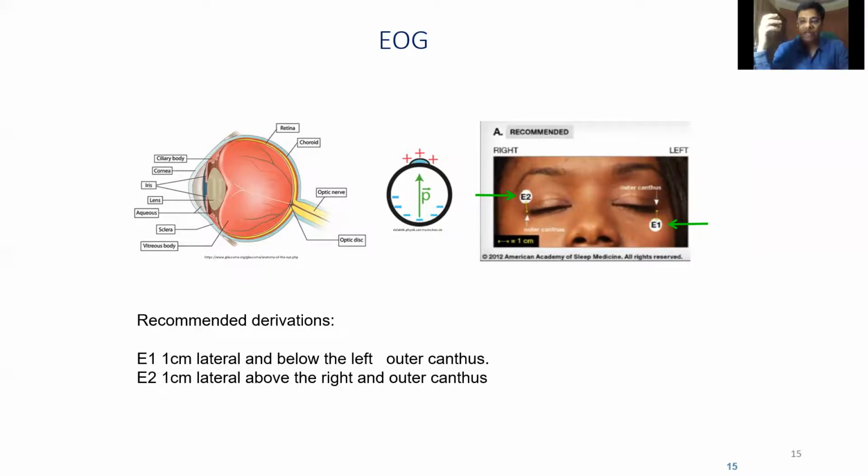So EOG electrodes have to be placed at a proper position. Where our eyelid meets is called the canthus. In this, this is the right canthus and this is again the left canthus.